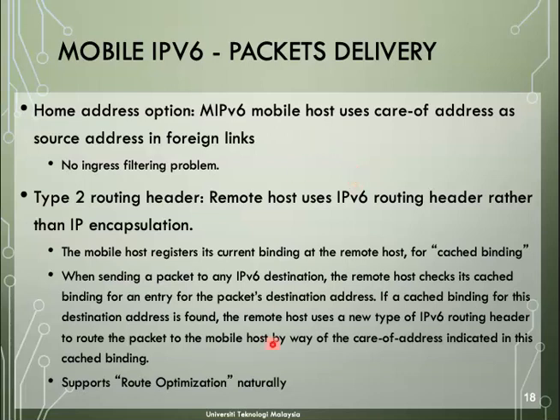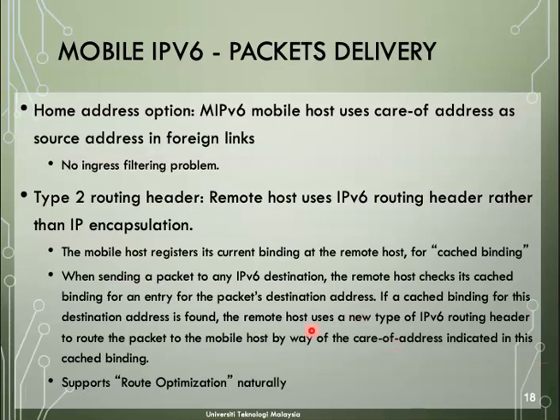When sending a packet to any IPv6 destination, the remote host checks its binding cache for an entry for that packet's destination address. So if a cache binding for this destination address is found, the remote host uses a new type of IPv6 routing header, which is this type 2 routing header, to route the packet to the mobile host by way of the care of address indicated in this cache binding.